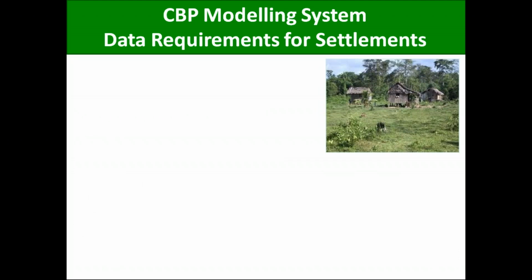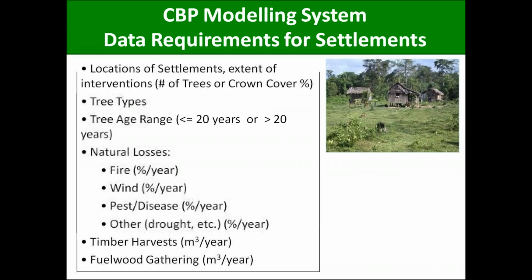For settlements, the only thing we describe in settlements is actually the trees. So if you have a village, a town, or even a city, and you have trees within that, you can include that in your accounting. And we have either percentage crown cover if you have satellite image, if it's a large area, or you can have the actual number of trees. And again, things like tree types, tree age ranges, natural losses, anthropogenic losses.